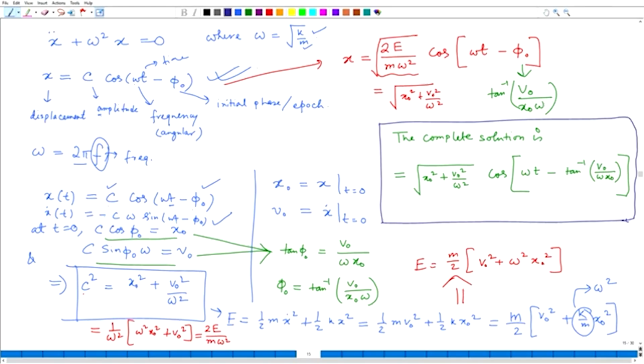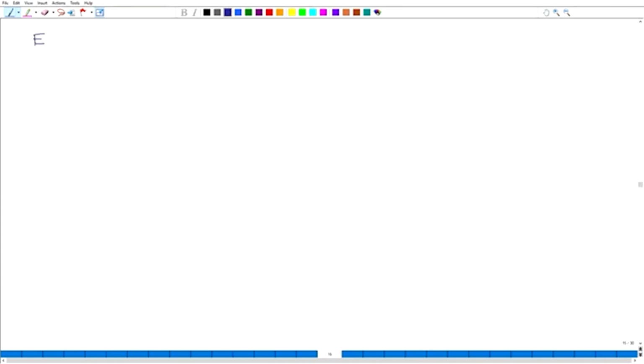Okay. This is the complete solution for 1D simple harmonic oscillation, okay, with x 0 and v 0 to be the initial displacement and velocity respectively. Now, I want to also calculate another simplified expression for the total energy. So, the total energy I have already said that this is nothing but half m x dot square plus half k x square in 1D of course, and then I am just trying to write directly the solution. So, x is equal to c cos omega t minus phi 0 and x dot is equal to minus c omega sin omega t minus phi 0.